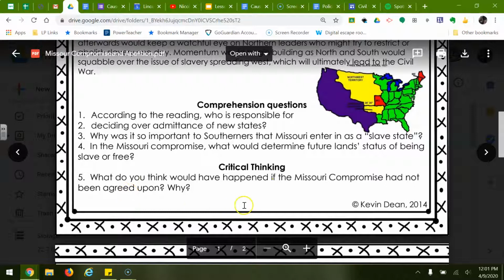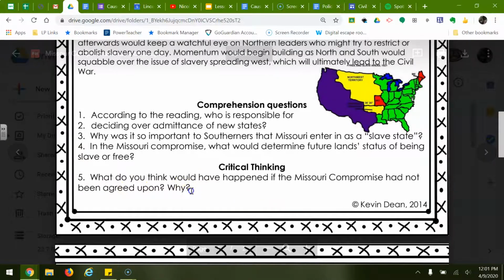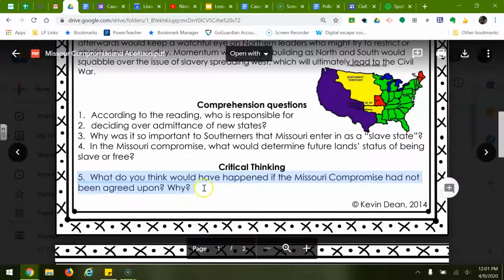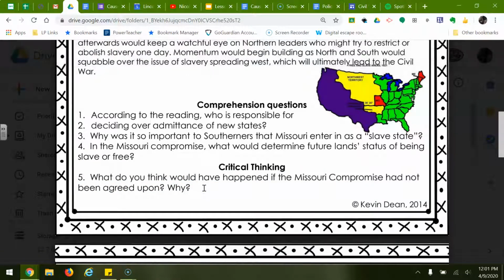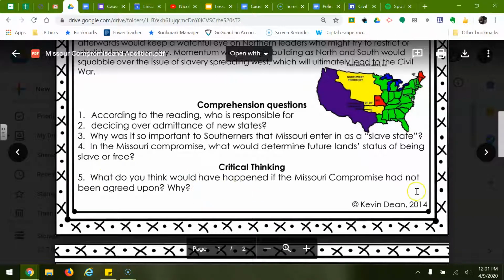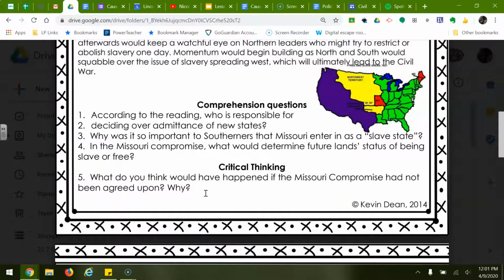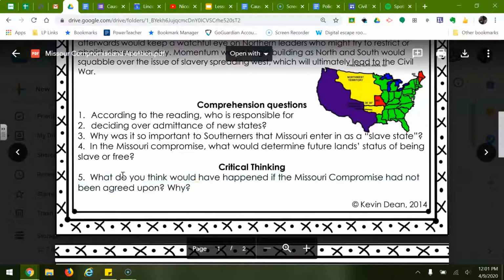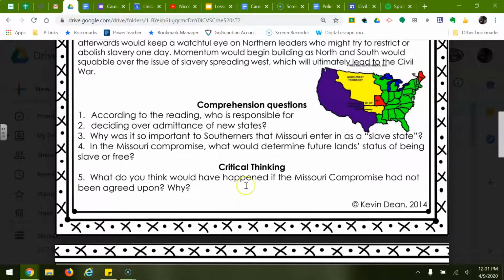And number five, critical thinking. If I took points off from your paper on this one, it was probably because you just needed more info. So what do you think would have happened if this had not been agreed upon? Some of the answers I got were that the Civil War would have happened sooner. As long as you gave me a good explanation and some good ideas, you got full credit. But if you didn't get full credit, I just needed more info.